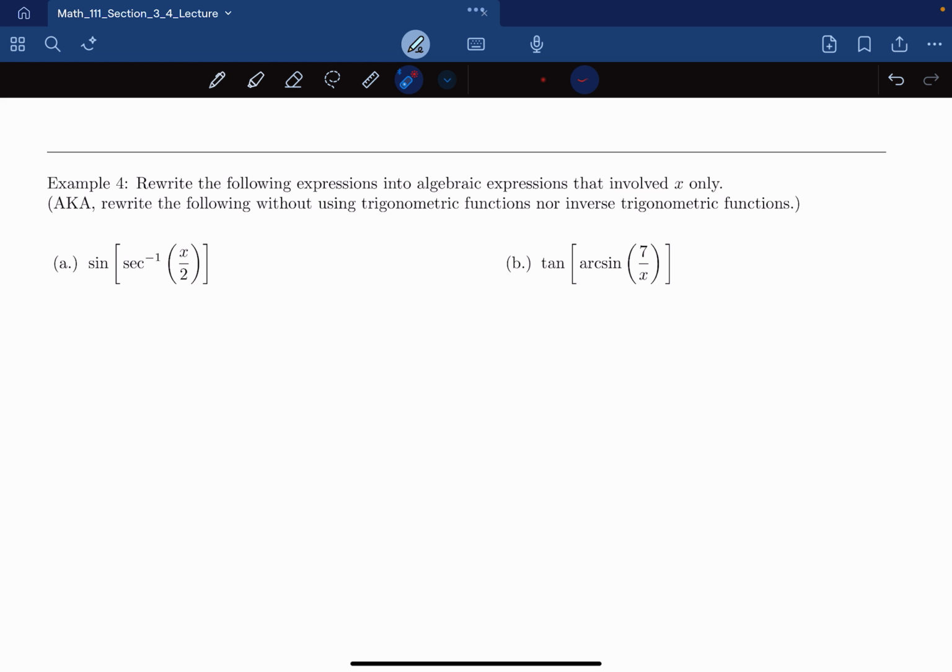This is one of the key examples we're going to leverage throughout the rest of the semester. We're going to write the following expression into an algebraic expression that involves x only. An algebraic expression is something that essentially doesn't involve any trigonometry, right? Trig or inverse trig. Addition, subtraction, multiplication, division, exponent, sometimes even radicals. All of these are algebraic expressions. Okay. Basically, what I mean here is by the end of the process, the end of the solution, I don't want to see any trig functions. Okay, here we go.